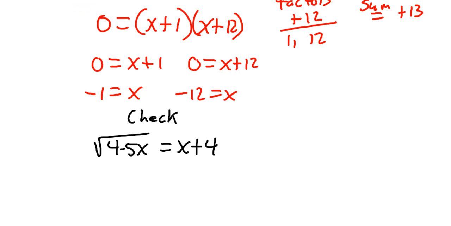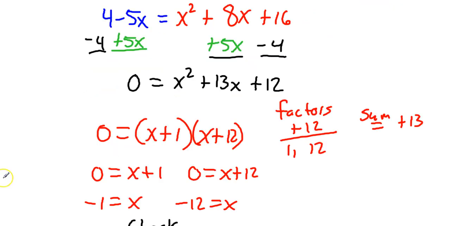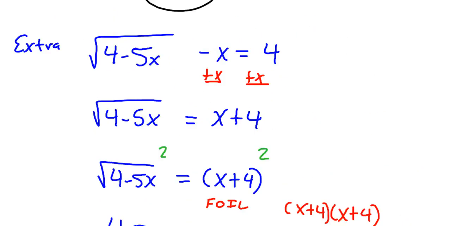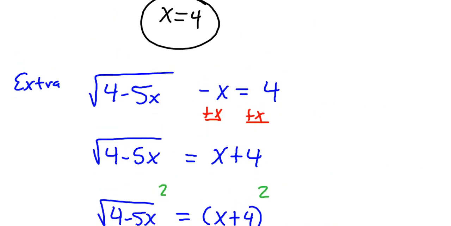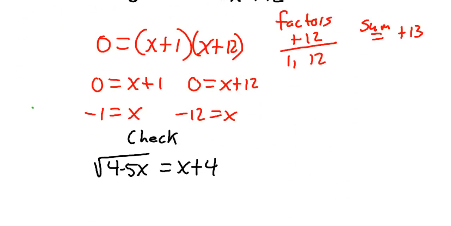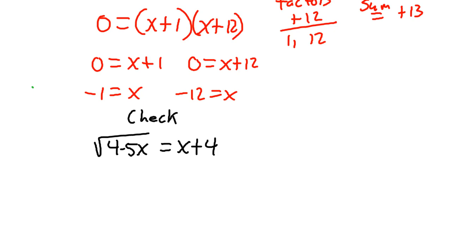What's that? Oh, did I get it wrong? Square root of 4 minus 5x. Oh, minus x equals 4. Okay. There we go. Okay, so square root of 4 minus 5x minus x equals 4.